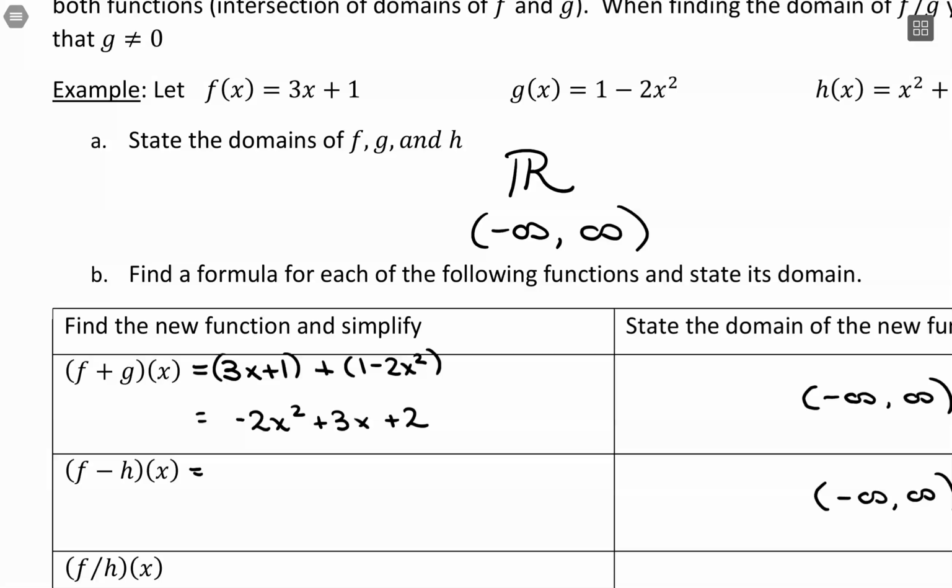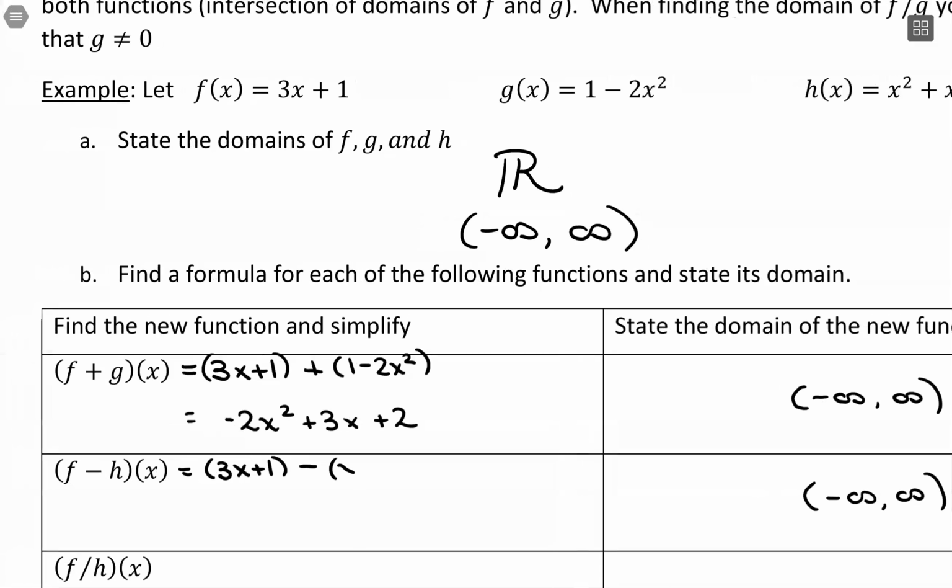If we subtract two functions, so taking 3x plus 1 minus x squared plus x, and simplifying that down, so we're going to have 3x plus 1 minus x squared minus x. So that would be a negative x squared. 3x minus x would leave us with 2x, and then we have a positive 1. So again, something quadratic is coming out, so it makes sense that we have all real numbers.